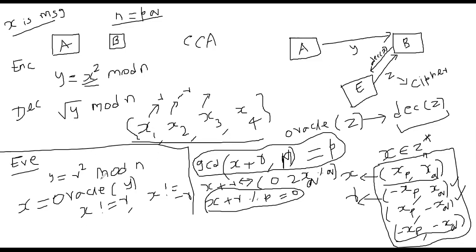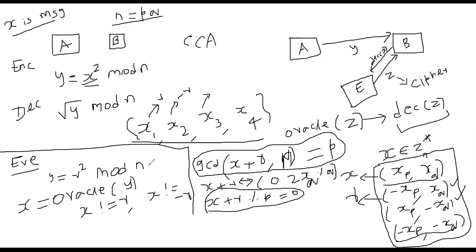Okay, what is the probability that this can happen? Meaning you choose an r as Eve, you do r square mod n, and then you submit your y and ask for the oracle of y. If oracle of y comes back with r or minus r, bad luck, throw away that r, generate a new r, and continue until this is successful.